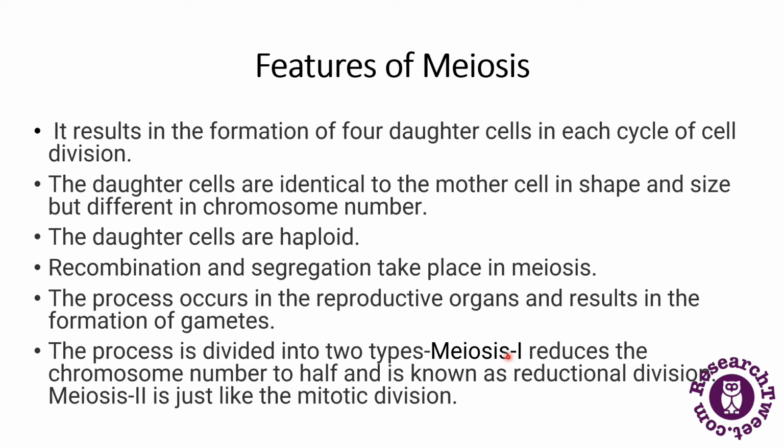In meiosis 1, the chromosome number is reduced to half. That is why it is known as the reductional division. But meiosis 2 is just like the mitotic division.